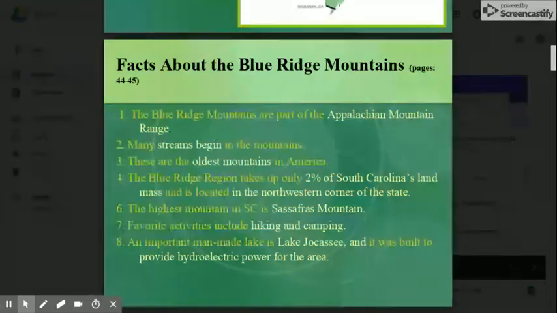The Blue Ridge Mountains are part of the Appalachian Mountain Range. Many streams begin in the mountains. We mentioned in some of the classes yesterday the lakes in South Carolina being man-made. And so that is where those natural rivers all begin.